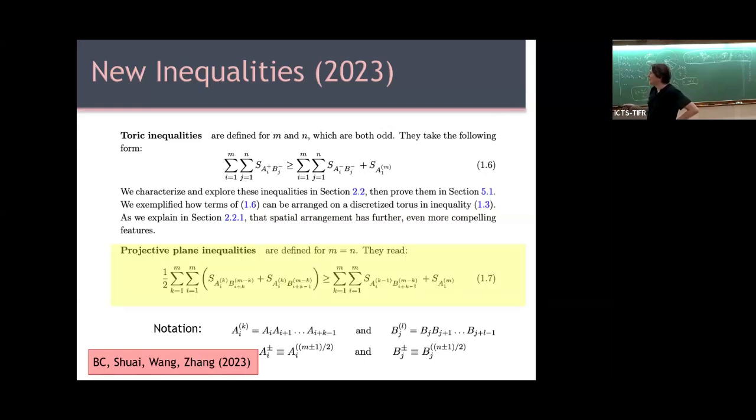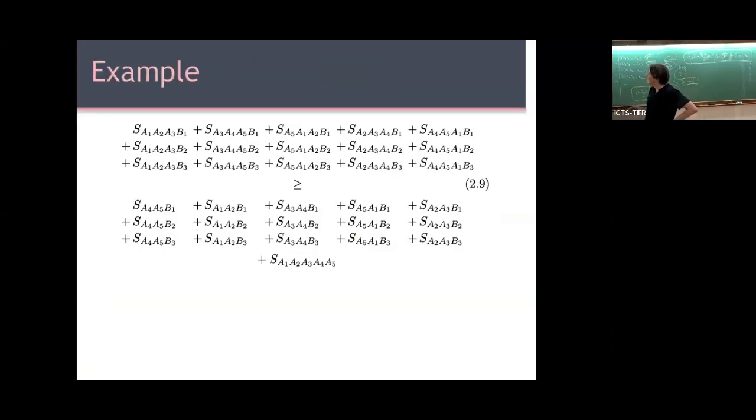Just as a sideline, we also discovered a family of inequalities which are related to the projective plane. It's not obvious that this inequality relates to the projective plane the same way that this one does to the torus, but that in fact is a true statement. But anyway, today we focus on these ones, and I just want to say that they have some very interesting structure. Well, here is another example. So here's an explicit example of what such inequalities would look like.